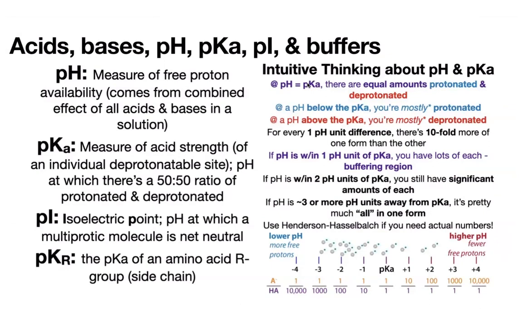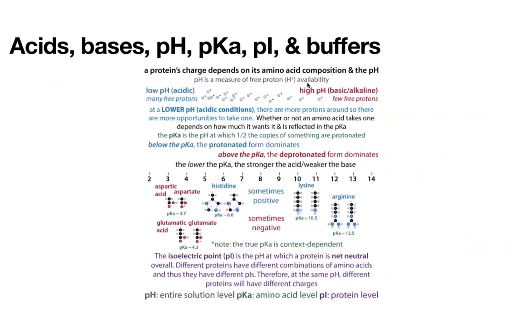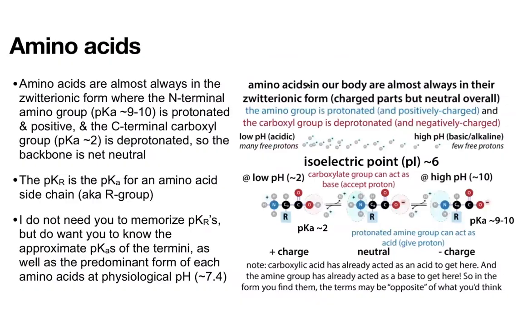But when we're talking about isoelectric point, we're talking about charge at the molecular level. When we're talking about pKa, we're talking about protonation at the single site level. And when we're talking about pKr, well, now we're just talking about the pKa of an amino acid R group or side chain. So remember that only some of these amino acids will have a pKr, and we can refer to these as acidic and basic, as we'll review in a second. But all amino acids are going to have a C terminus and an N terminus, each of which can act as an acid or a base.